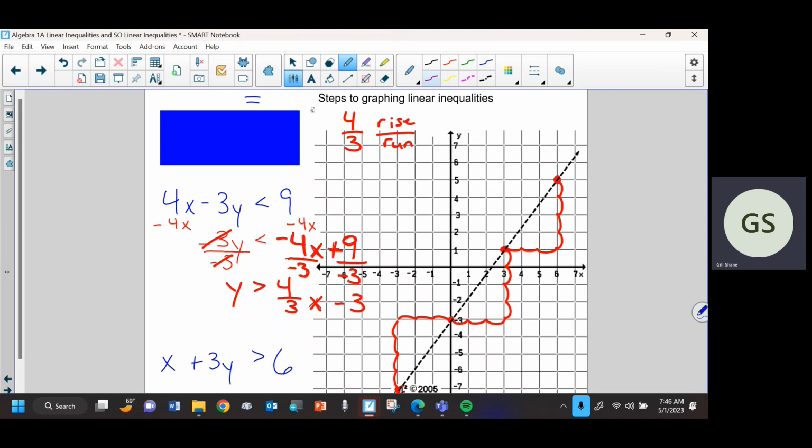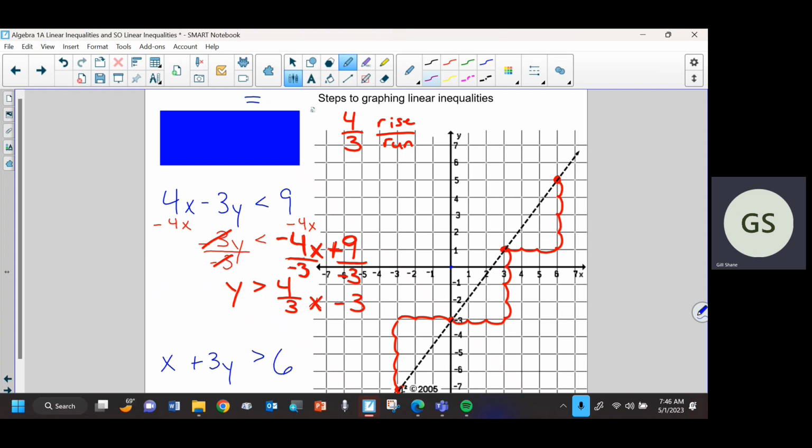So what do I need to do to test and see which side I shade? Last step. What do we do? Plug something in. We are going to plug in this point right here: x equals 0 and y equals 0. The only reason I picked that point is just because it makes math easier normally. I could pick any point I want.